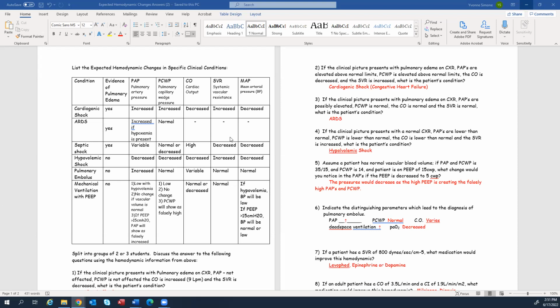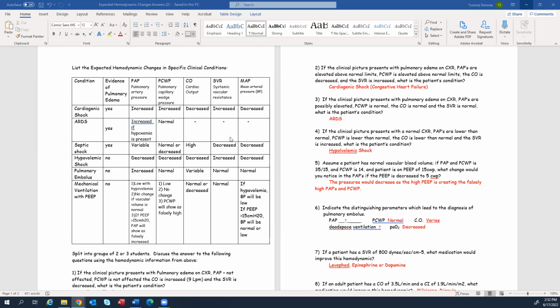The ARDS, the telltale signs that a patient is in ARDS is there will be pulmonary edema. Their pulmonary artery pressures, I think I told you, are variable. They are increased if the patient is hypoxemic. So remember, the pulmonary vessels constrict when there's hypoxemia in the arterial blood. The vessels also constrict if there's acidosis, but as far as hypoxemia, they'll constrict if there's hypoxemia.